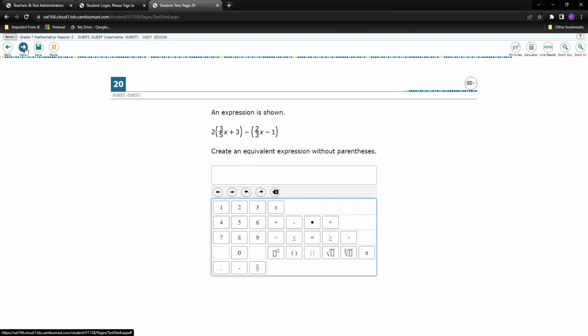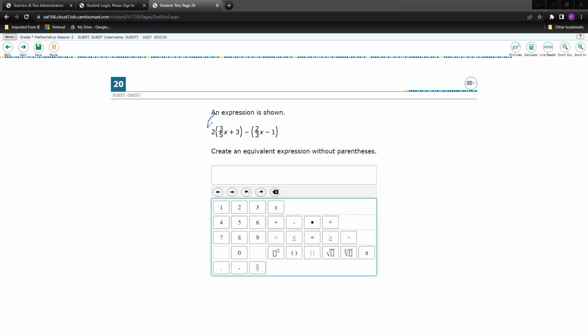Next question. Okay, let's do this expression. In the first one, we need to distribute the 2 times the 3 over 5x, and then the 2 times 3. So that will give me 6 over 5x plus 6. Then this is like having a -1. If I multiply -1 times 2 over 3x, it's going to give me minus 2 over 3x.